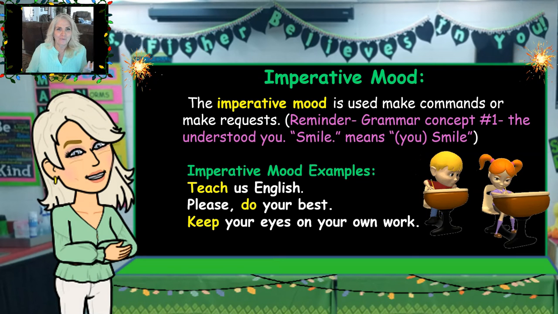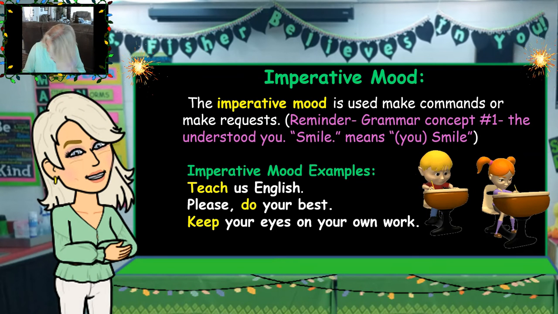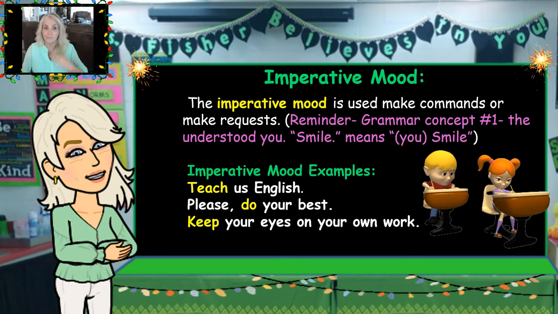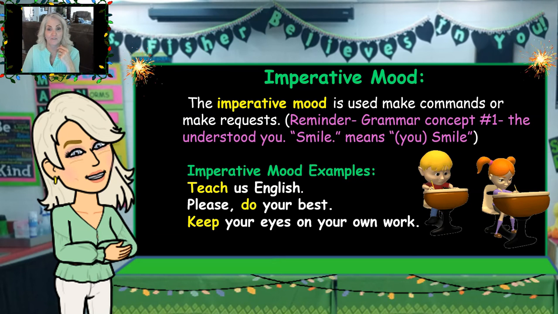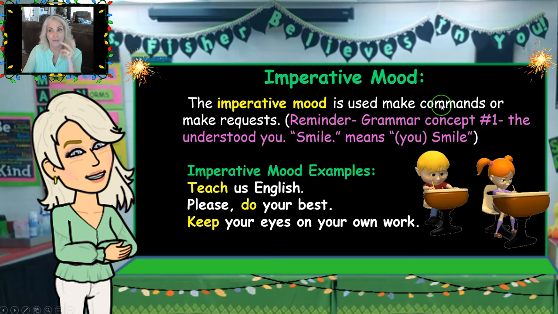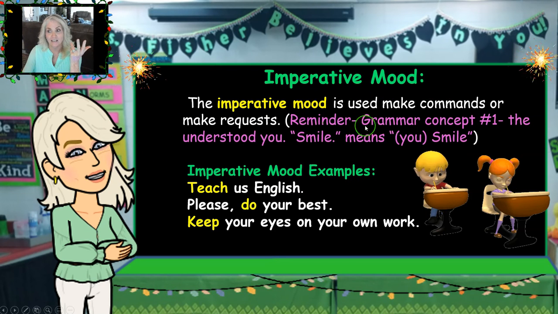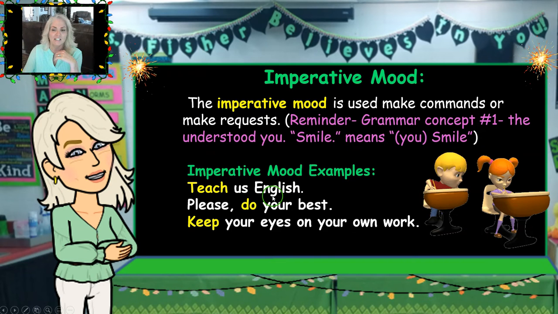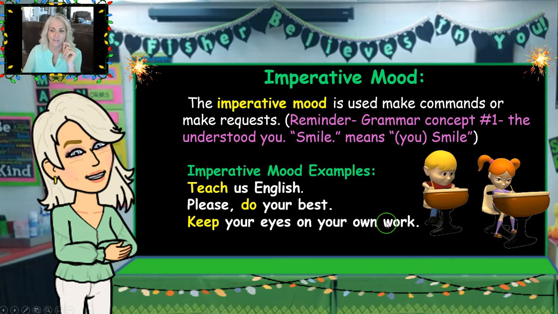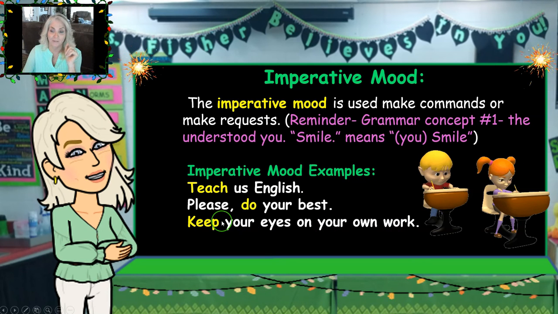And as you recall, we talked about imperative sentences and where they had the command or made a request. And that's the same as the imperative mood. The imperative mood is used to make commands or make requests. And they have that understood you in it, right? So, teach English, you teach us English. Please do your best. Please, you do your best. Keep your eyes on your own work, you keep your eyes on your own work, right?